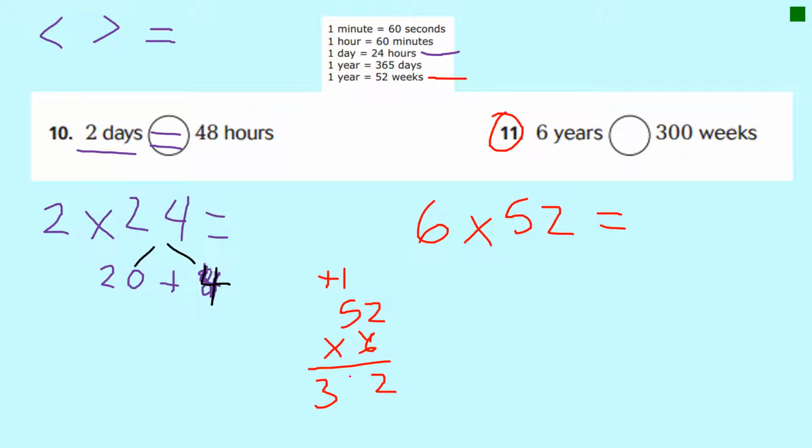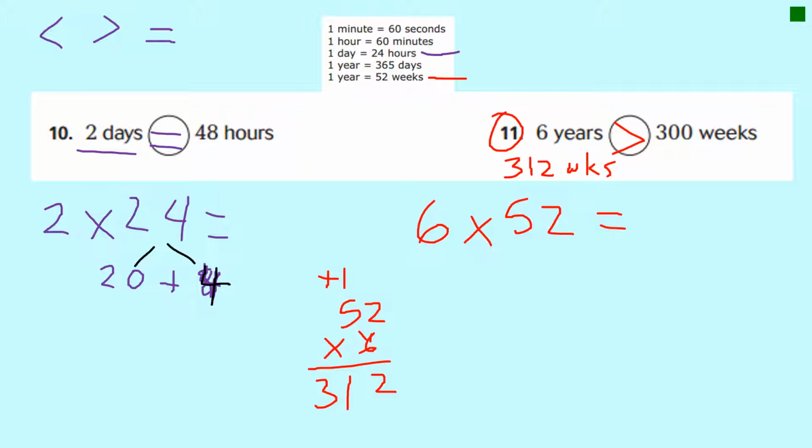Plus 1, 31. So that's 312 weeks. So let's compare. Oh, they're very close, aren't they? 312 weeks to 300 weeks. 312 ekes out as greater than just by 12 weeks, right?